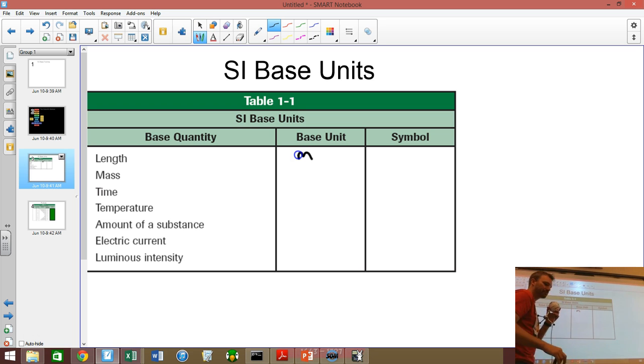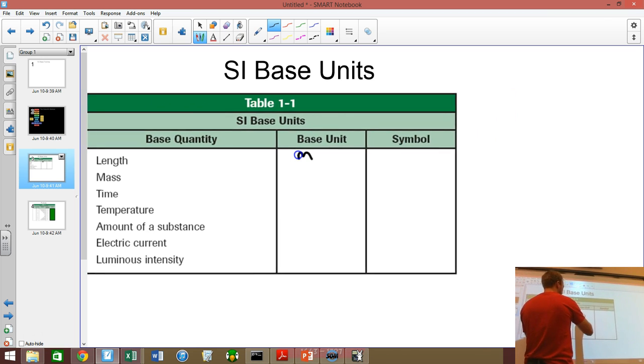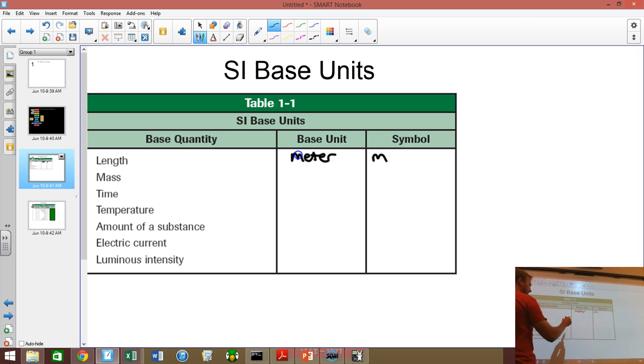In the English system, we use feet, but in the SI base unit, we're going to use meter. Its symbol is M, and its base unit is meter. The SI base unit for mass is a kilogram.